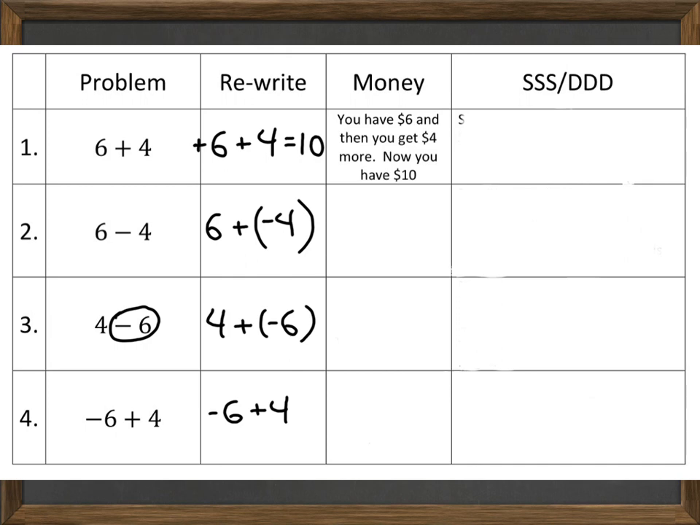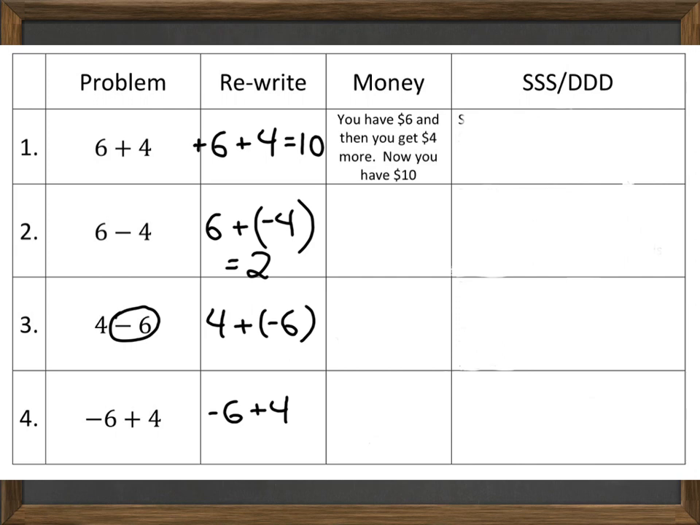Okay. So let's do number 2. So we have 6 plus negative 4, or 6 minus 4. Again, you probably could do a problem like this before you ever took this class or ever met me, right? And we know that 6 minus 4, or 6 plus negative 4, is equal to 2. Okay? How could I explain that to myself and make it make sense in terms of money?